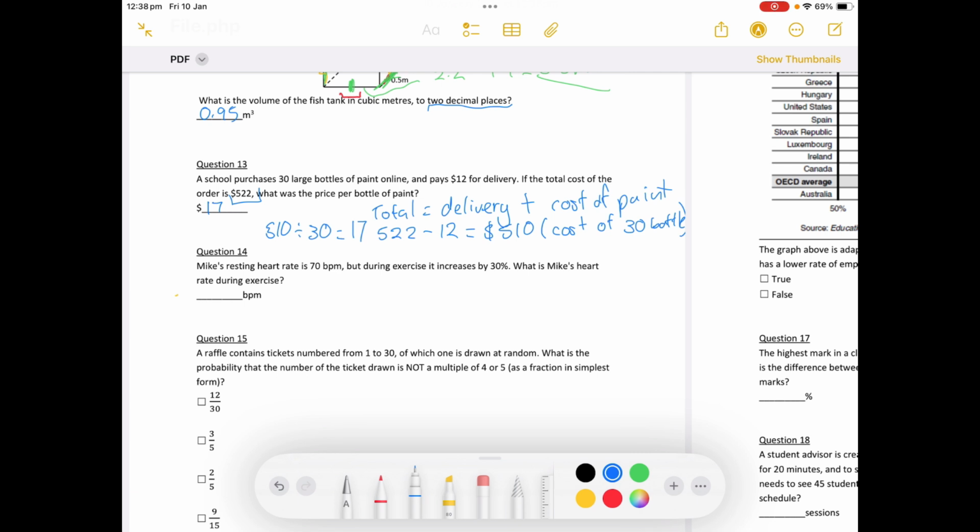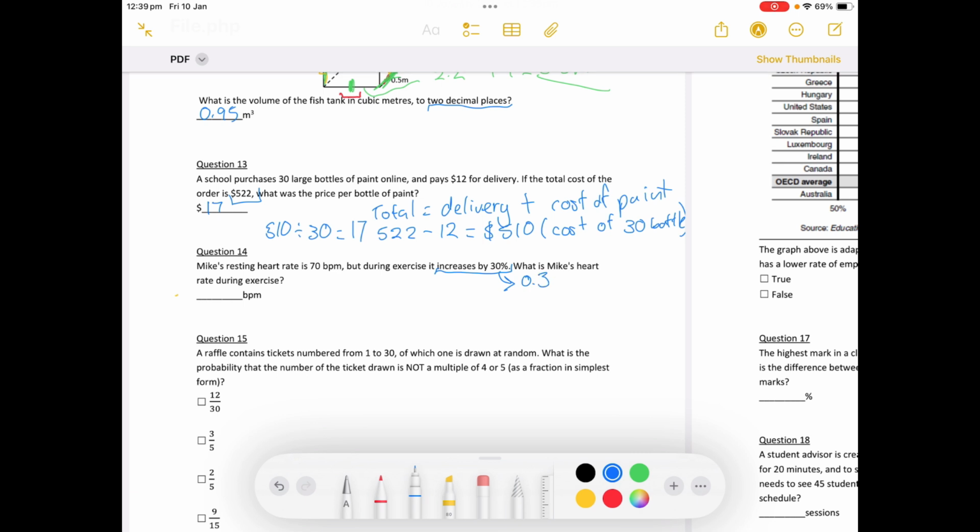Question 14. Mike's resting heart rate is 70 BPM, beats per minute, but during exercise it increases by 30%. What is Mike's heart rate during exercise? So his heart rate is going to increase by 30%. To do this question, it's very good if you know how to convert 30% into decimals. To convert a percentage into decimal, you take your number, 30, and divide it by 100, which gives you 0.3. So 30% as a decimal is 0.3.